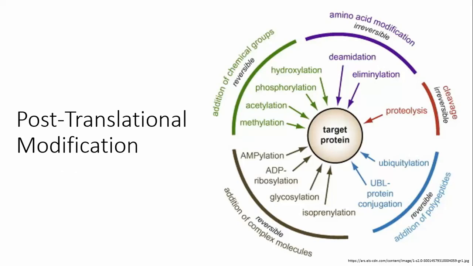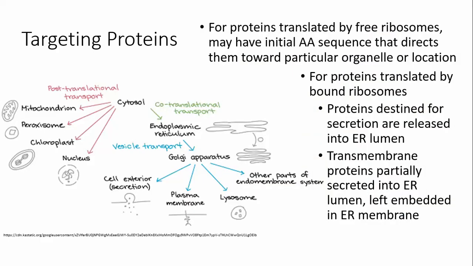After translation, you can have a number of different modifications happen to a protein. In some cases, they'll cut off, like cleavage. They might cut off that beginning methionine because it's not needed. They might modify the amino acids on the polypeptide chain. They might add some chemical groups, and all of this is designed to make that protein fully functional. And then finally, you need to get that protein to its final target.